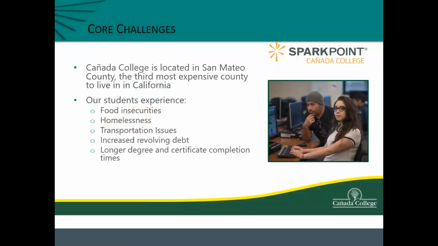So Kenyatta College is located in San Mateo County, the third most expensive county to live in California. What we find is extremely high housing cost. We of course encounter food insecurities. Our campus is a Hispanic serving institution, and our population is about 6,000 students. Our students are experiencing food insecurities, homelessness, transportation issues, an increased revolving debt crisis, and longer degree and certificate completion times. Of course, financial aspects are impacting all of these. Next slide, please.